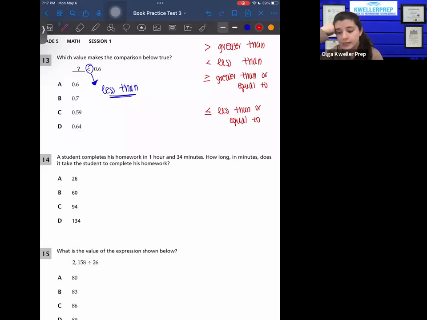So what is less than 0.6? Which option is less than 0.6? A won't work because this is equal. 0.7 is greater than. 0.64 is greater. And the only option that's less than is 0.59. And again, you compare the right places, right? So this is our 10th place, and we're going to compare it to our 10th place and see that 5 is less than 6. So that's how we know that 0.59 is less than 0.6.